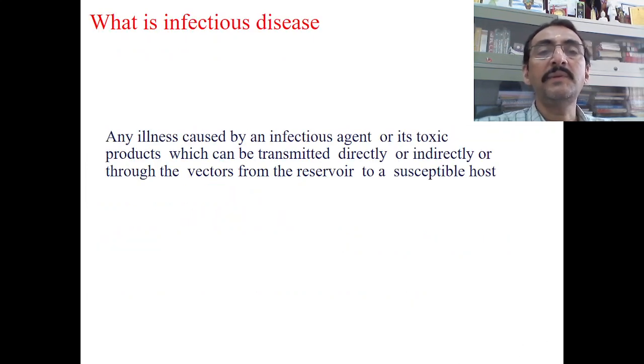Now specifically coming to the infectious disease. Any illness which is caused by an infectious agent or its toxic products, which can be transmitted directly or indirectly or through the vectors from the reservoir to the susceptible host, is called an infectious disease. This is the exact definition of infectious disease. An infectious disease is an illness which is caused by an infectious agent. It may be a virus, bacteria, parasite, or anything, an infectious agent, or sometimes the toxic products which are produced by this infectious agent.